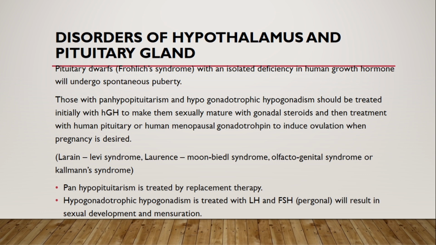I said the category of pathology we see there is Laurence-Moon-Biedl syndrome, olfactogenital syndrome, or Kallmann syndrome. Pan-hypopituitarism is treated by replacement therapy. Hypogonadotropic hypogonadism is treated with LH and FSH, and all this will result in sexual development and maturation.